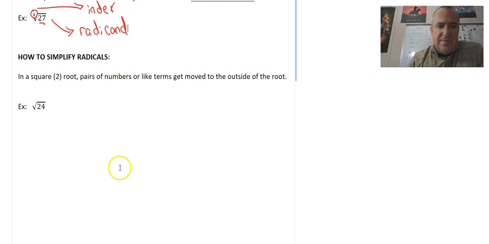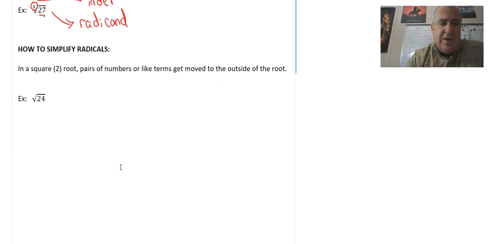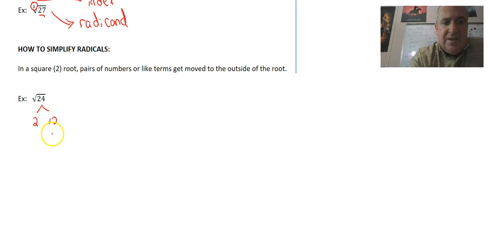So how do we simplify things? In a square root, pairs of numbers or like terms get moved to the outside of the root. So we're going to break this down kind of like a prime factorization. So if I have 24, I would break that down into 2 times 12. And then I would break that down further, which is 2 times 6. And then I would break that down further, which is 2 times 3. Called prime factors.